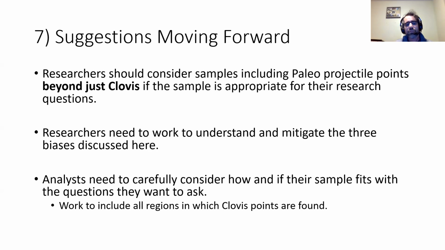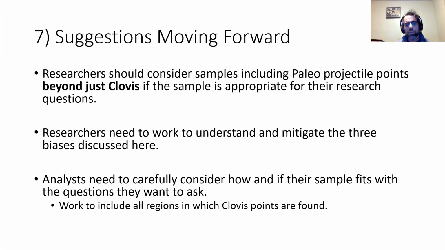I think researchers really need to do work to understand and mitigate the three biases discussed here. Some researchers have said, oh, it's not a problem. They put out a data set or a study that says retouch isn't a problem, raw material variability isn't a problem, site type isn't a problem. But I think that's still something we have to address every time we do one of these pan-regional studies.